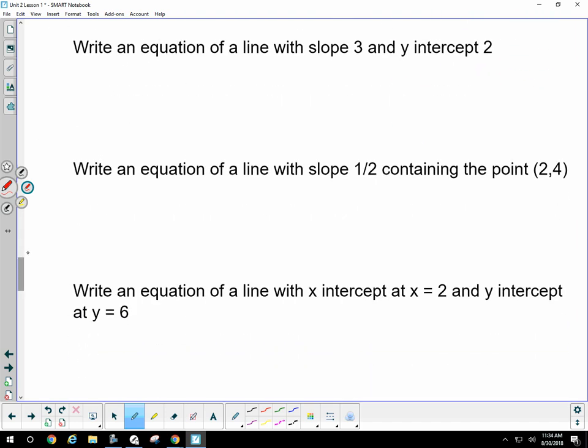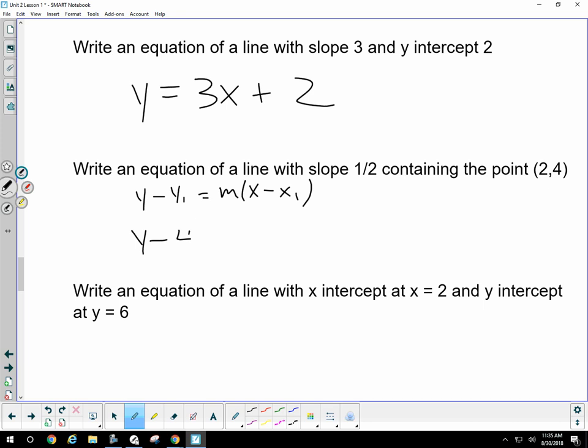Write an equation for a line with a slope of 3 and a y-intercept of 2. That's easy. I can use slope-intercept. Write an equation of a line with a slope 1/2 containing the point 2,4. I can use point-slope. Let's just write it down again. Y minus y1 equals m times x minus x1. This actually comes from the slope formula, this equation. Leave the y. y1 comes from the point. M comes from my slope. X1 comes from my point.